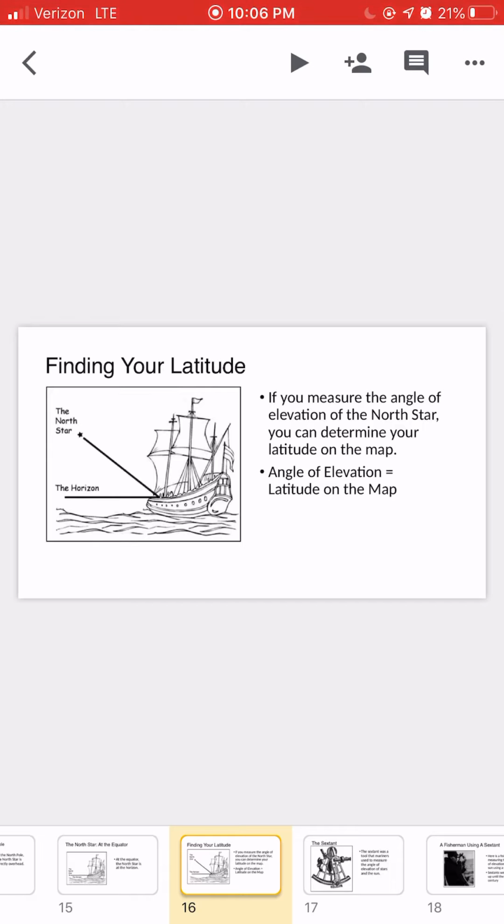So finding our latitude. If you measure the angle of elevation of the North Star, you can determine your latitude on the map. Angle of elevation equals latitude on the map.